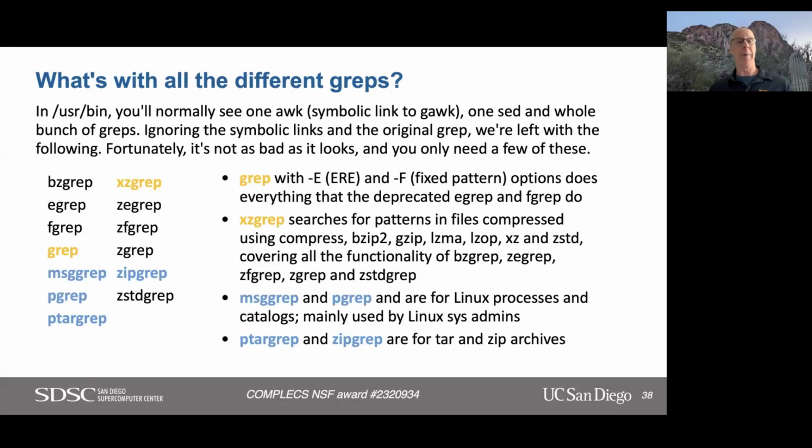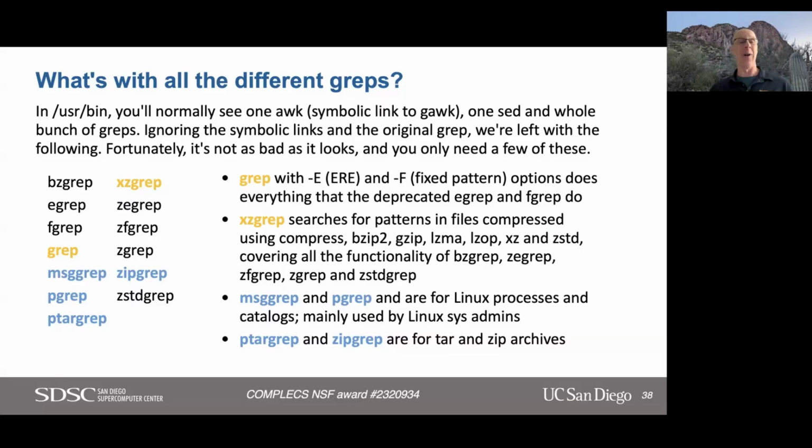Okay, so one more topic and then I'm going to be wrapping up. If you look in the directory /usr/bin, you're normally going to see one awk, which is probably a symbolic link to gawk or GNU awk, one sed, and a whole bunch of different greps. Now, if we ignore the symbolic links and the original grep, we're left with the following.